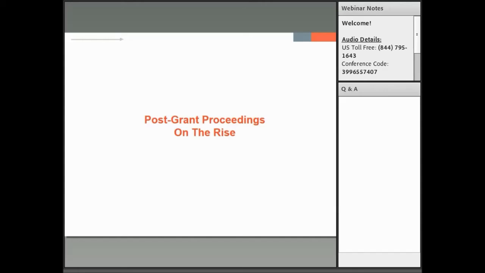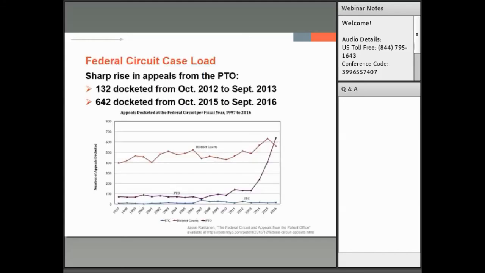In retrospect, I should have put the continuing rise of post-grant proceedings here because I don't think it's news that we're continuing to see more post-grant proceedings, but I do think it's interesting to note that we haven't seen a hint of the ceiling yet or a leveling off. To kind of show you what I mean by that and provide a bit of context, this next slide shows the number of appeals from the USPTO that were docketed at the Federal Circuit each year since 1997.